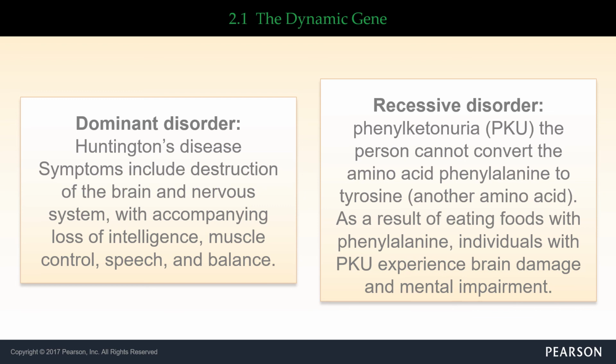A recessive disorder is PKU, and the person with PKU cannot convert a certain amino acid to another amino acid, and as a result of eating food with that type of chemical, individuals with PKU experience brain damage and mental impairment. This recessive disorder of PKU is easily remedied by making sure that you don't eat the foods that cannot be broken down. So not as devastating as Huntington's disease.